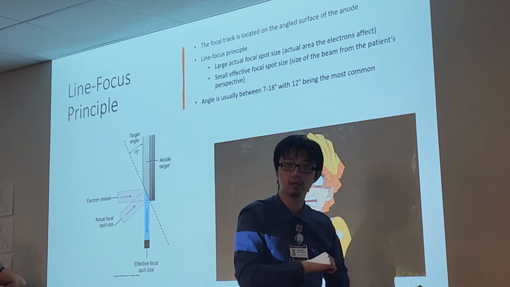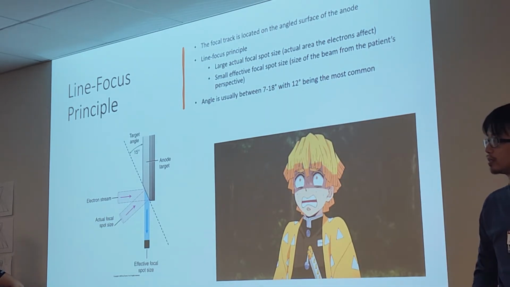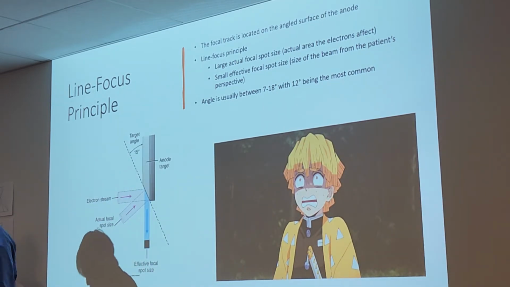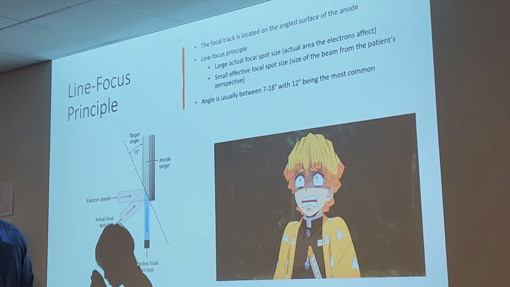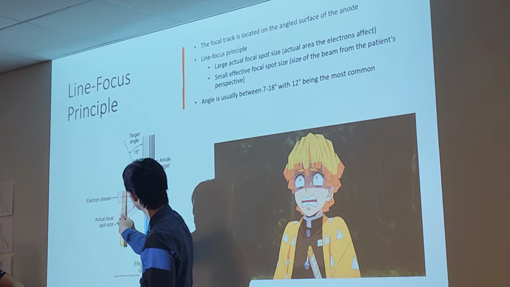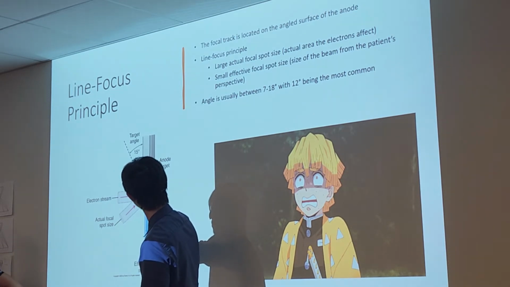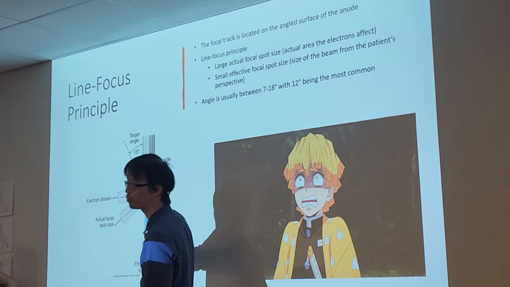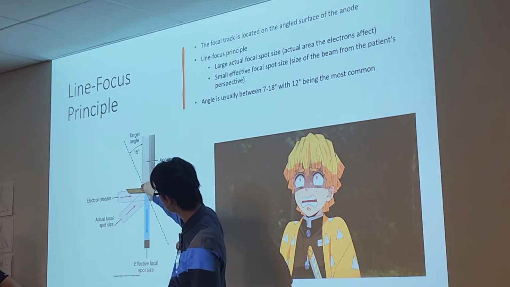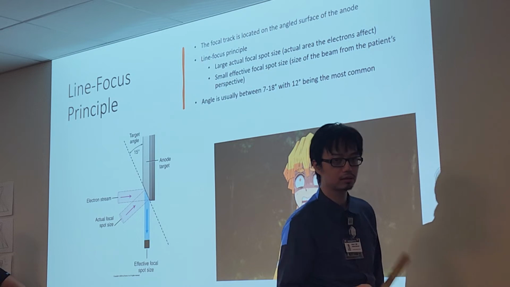Why is this important? Why is it nice to have a larger actual focal spot size? I've got some rulers right here, so you can measure the size of this electron stream. Right now, 2.5. I can measure the size of this actual focal spot, 3 inches. So this angled area is larger than the height of this electron stream. Why is that a good thing?